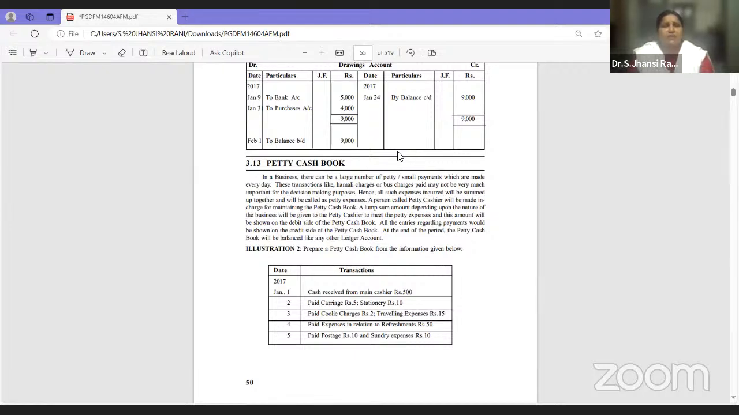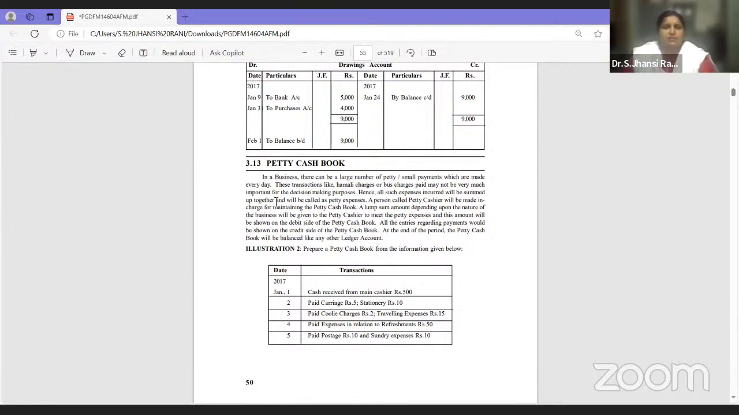They will not go to the manager and ask for the amount every time. So what will the manager do? He will give some amount to the accountant, and the accountant has to look after those expenses for the whole month. That cash is given for meeting petty expenses, meaning small expenses that are used for the day-to-day running of the business. So that is called petty cash, and for this they will maintain a book called the petty cash book.